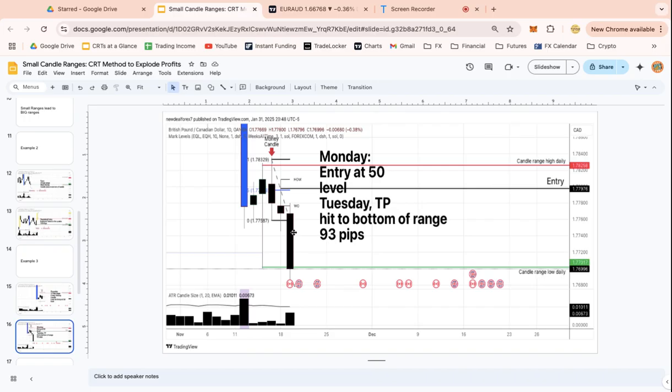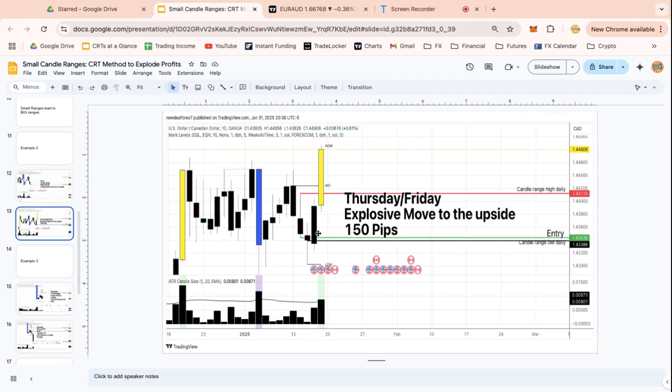Sometimes it'll take a day or two, but I'd say these trades, you really shouldn't be holding them more than 2 days. Your move should come within 2 days. 1, 2. Okay, Monday, Tuesday. All right, or up this one right here. Okay, Thursday, Friday. This is enough. Okay, this is your exit right here.